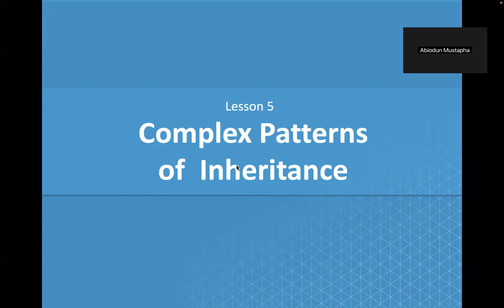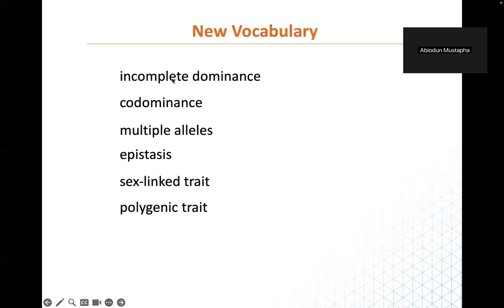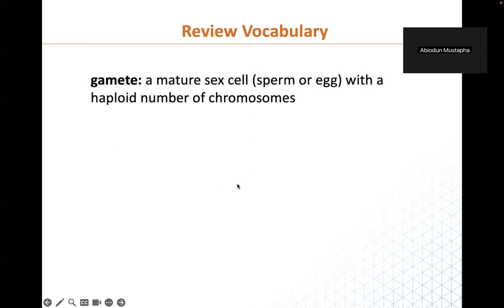This is lesson 5, complex patterns of inheritance. So what does that mean? It's a bit more complex than the normal one. So what are examples of these complex inheritance patterns? We have incomplete dominance, codominance, multiple alleles, epistasis, sex-linked traits, and polygenic traits.